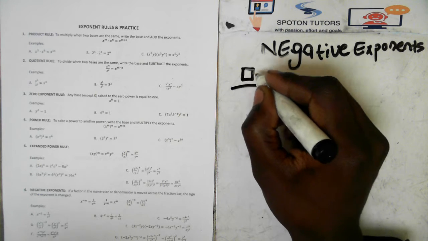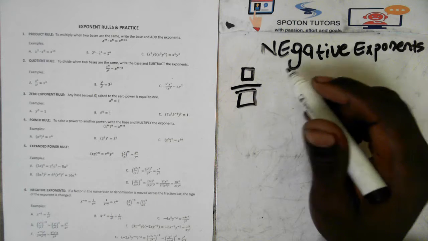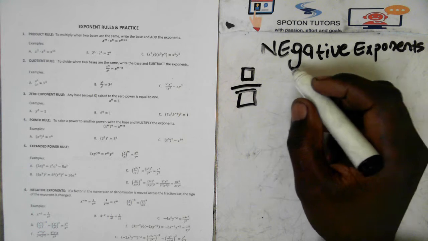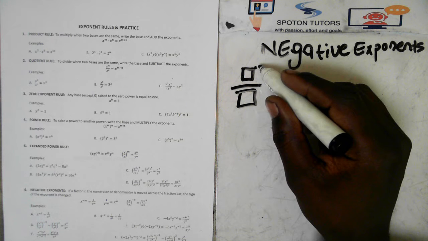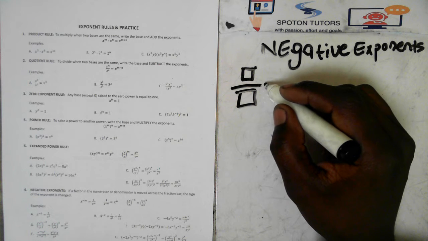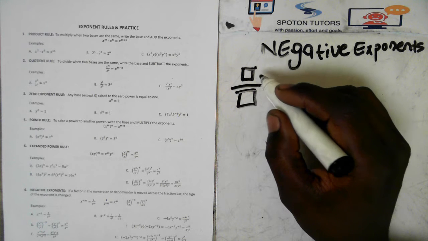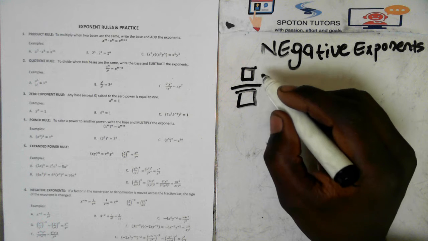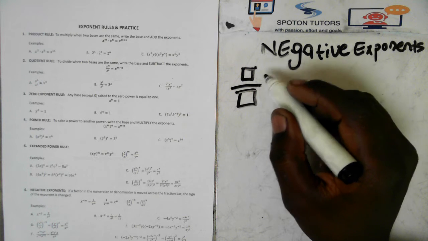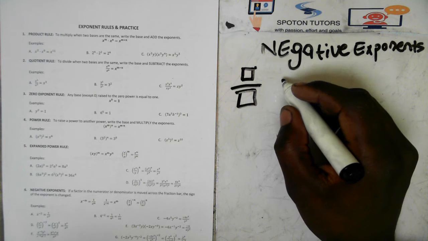So let's start with the basics here. This is your numerator, this is your denominator. What this rule says is that if you had an exponent here, and this exponent is moved across the fraction bar to come to the denominator, then the sign of this exponent will change. Your sign changes in two ways, either positive or negative. Let's look at an example.